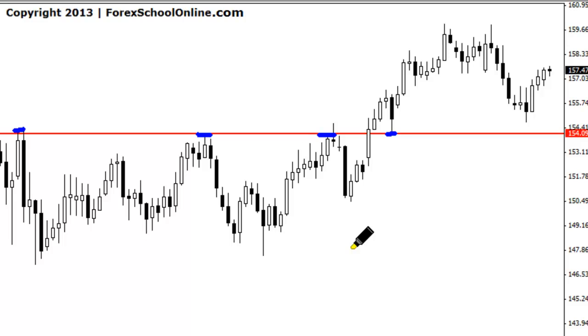The next thing I want to quickly touch on is what I talk about in the lesson, and it's price closing above and below a level. And this is really crucial. It's something that not many people talk about. We can learn a heck of a lot from price closing above and below a level.